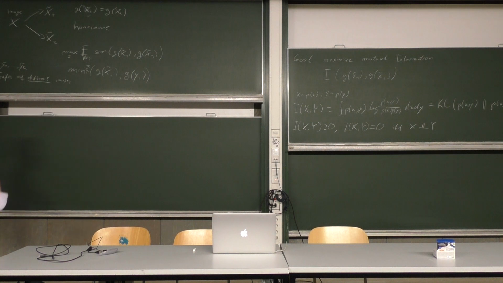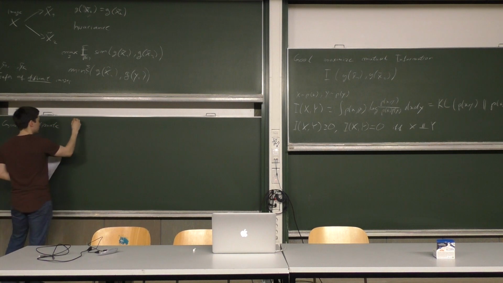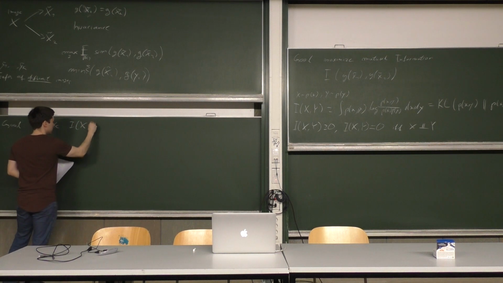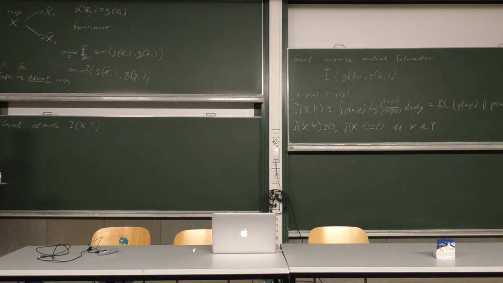Okay, so before we can maximize this, we need some way to approximate this. So now the next goal is to estimate the mutual information between some random variable x and y. At the end, x and y are going to be the representations of different transformations of images. But just for this sub-goal here, they could be any random variable.